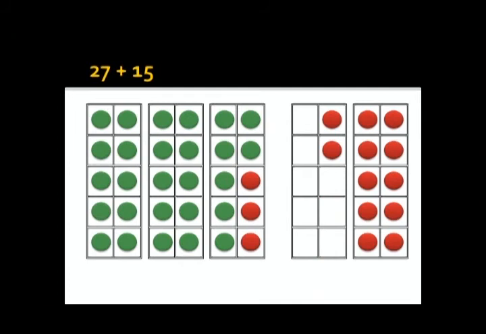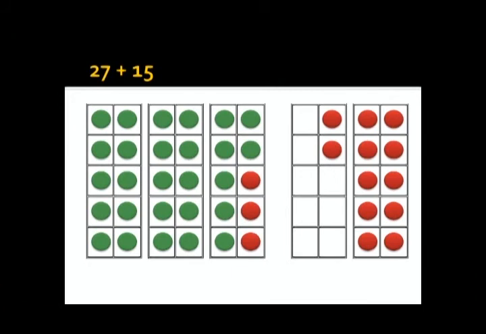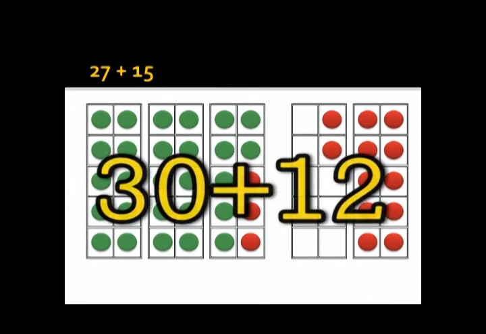Now we have moved 3 ones from the 15 side and placed them over on the 27 side. So we have completed 3 full frames. Now what's the new number we're adding on this side? 30, and it will be added now to 12. 27 plus 15 is the same as 30 plus 12. It is hoped that as you work along with your 10 frame, it will help you mentally to add in groups of 10 and ones.